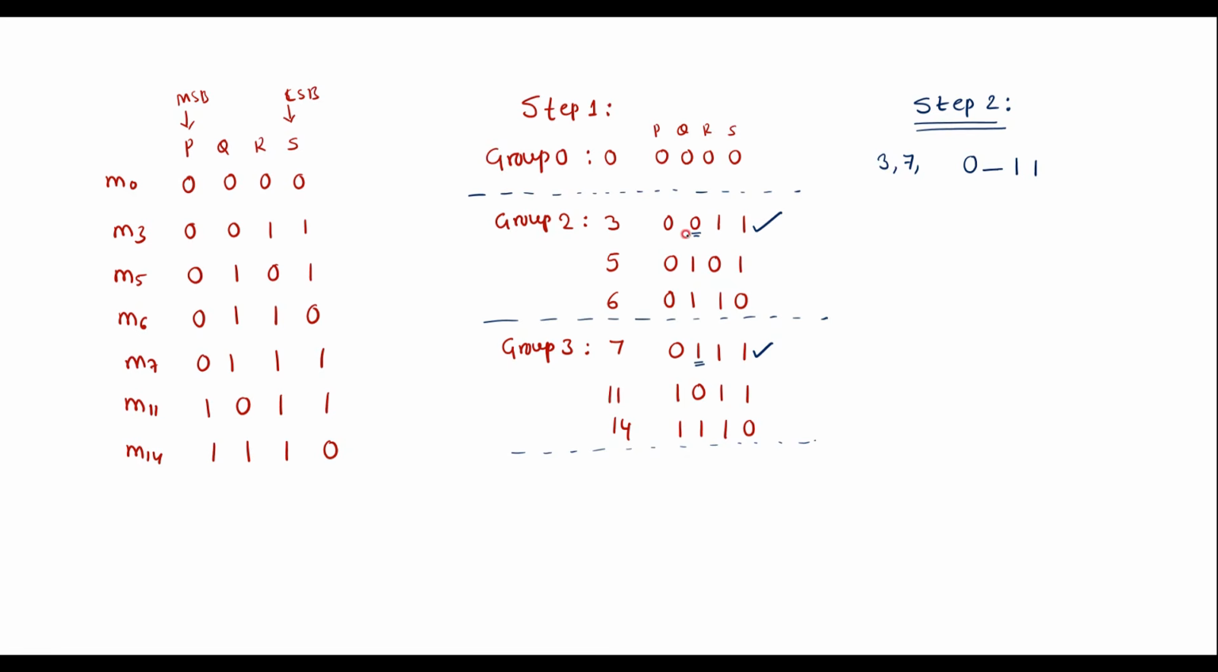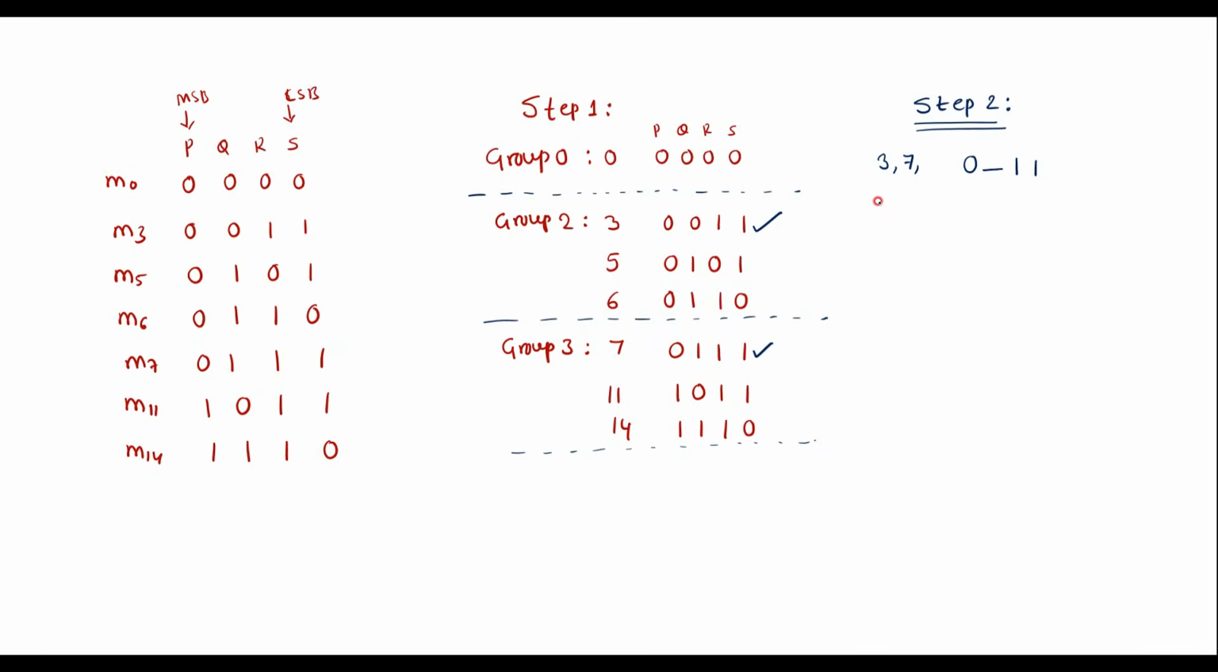If I compare 3 with 11, we can see that the first bit here is 0 and in 11 the first bit is 1. So it differs by 1 bit. In the second bit it is 0, 1, 1. Here also we have 0, 1, 1. So it differs only in the MSB. So now I have compared 3 with 11.